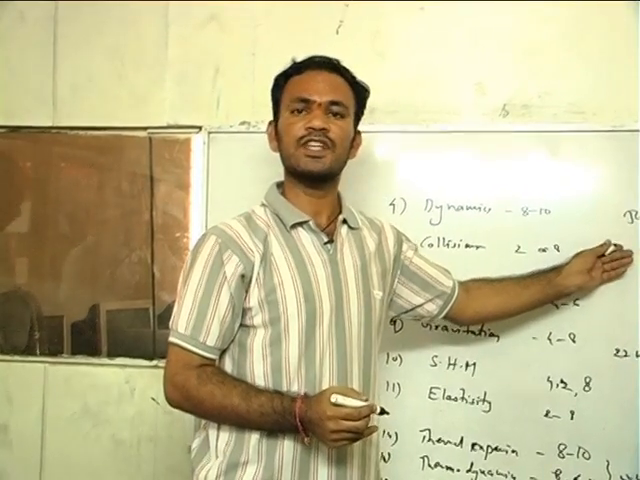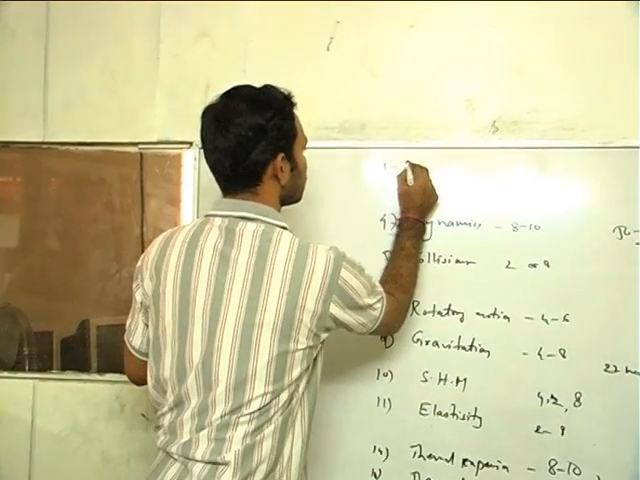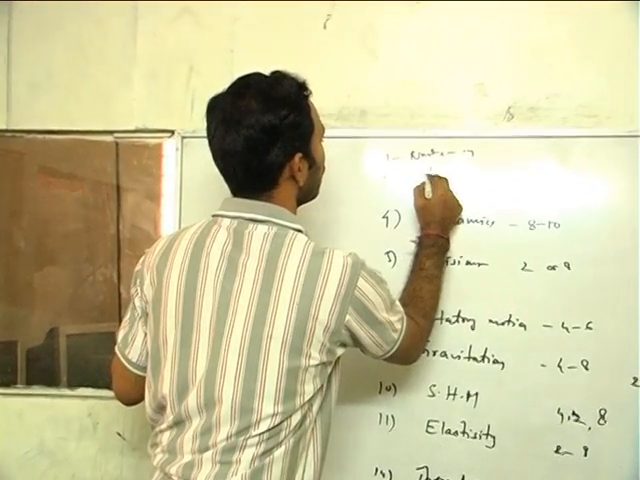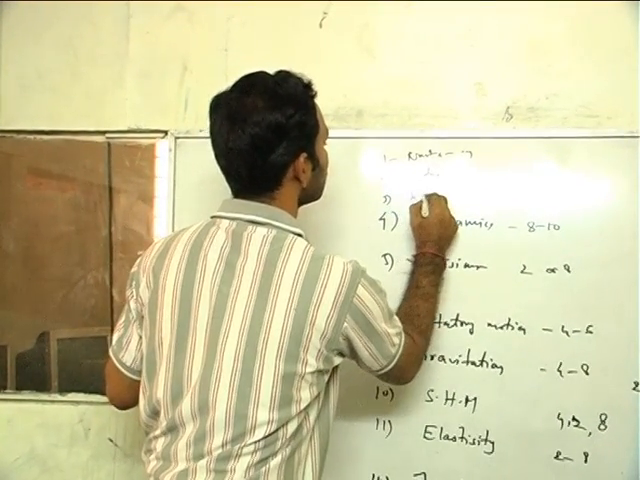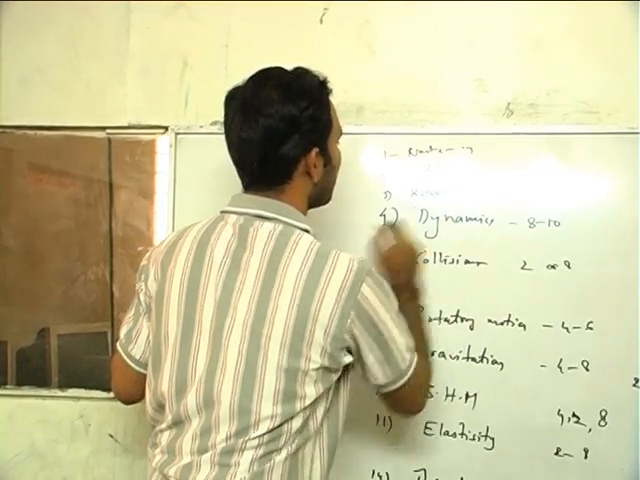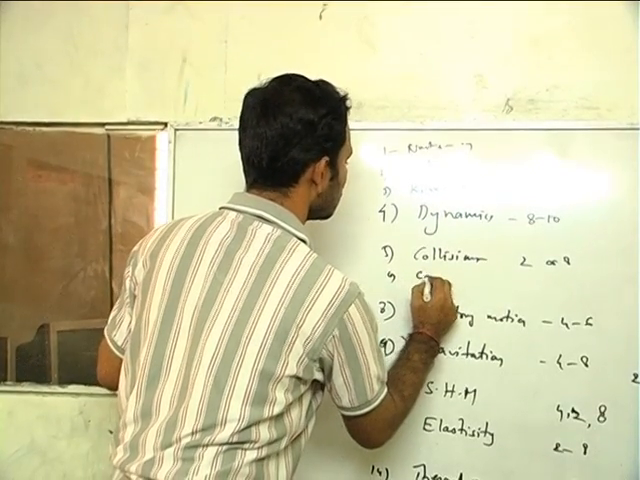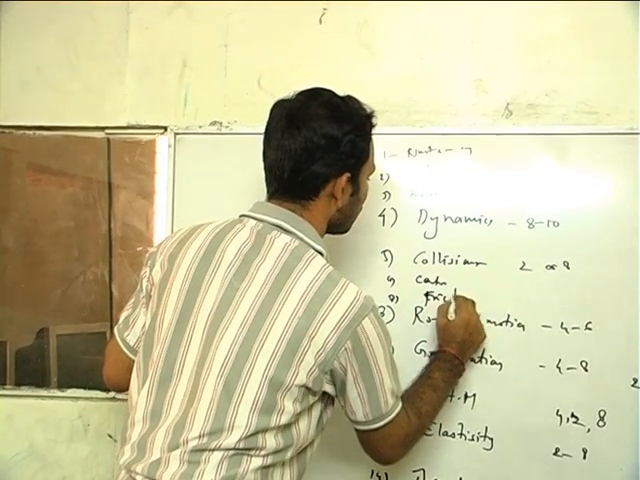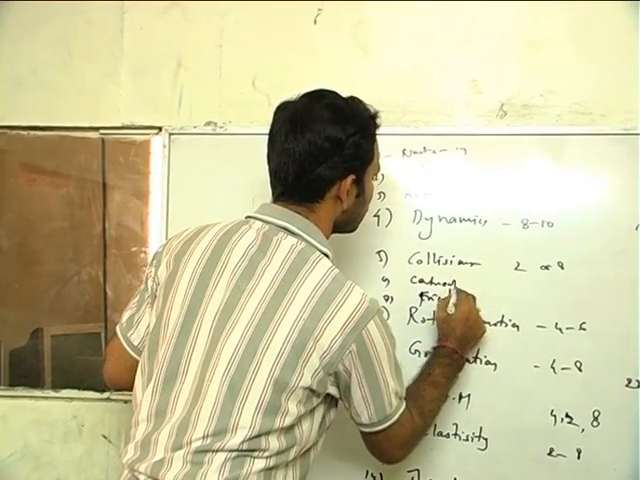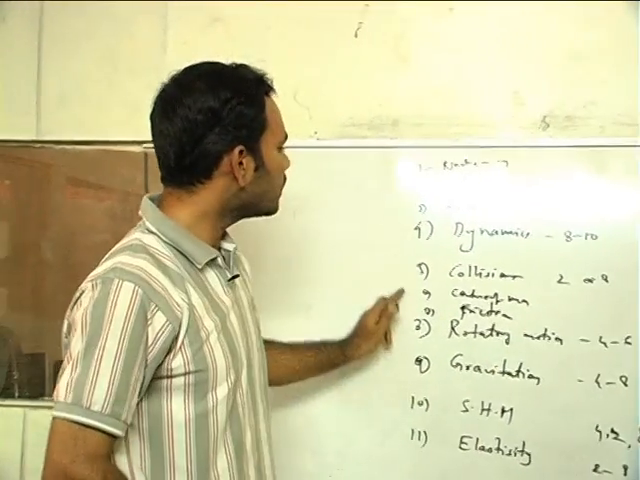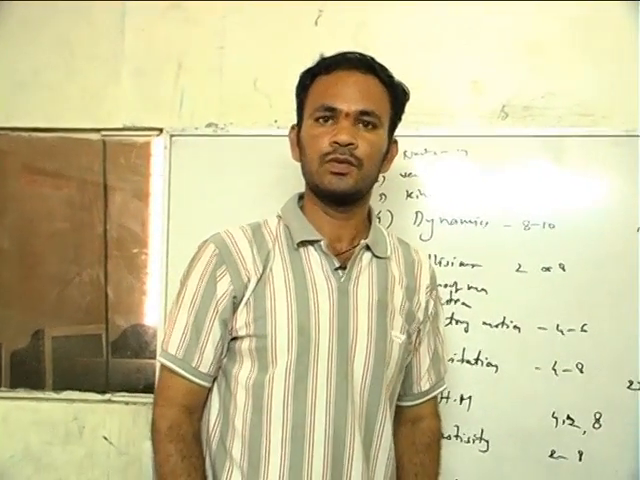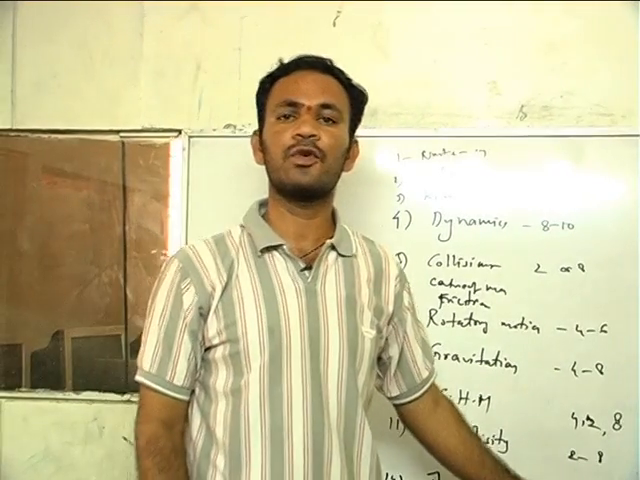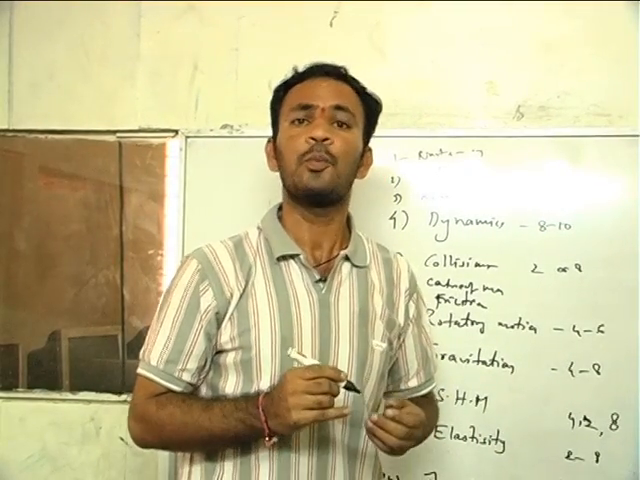These 16 marks we can get from the first unit, units and dimensions, second unit, vectors, third unit, kinematics, sixth unit, center of mass, and seventh unit, friction. These 5 units give us marks. But in the 16 units we can get another 4 marks, and those 4 marks are problems.